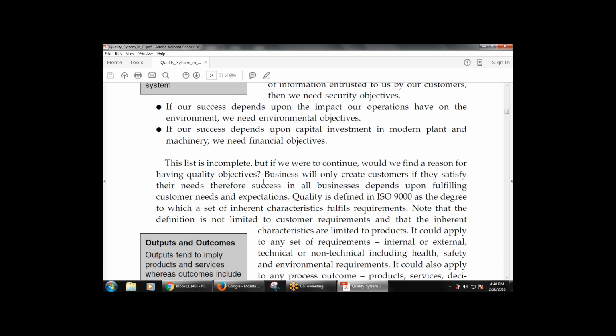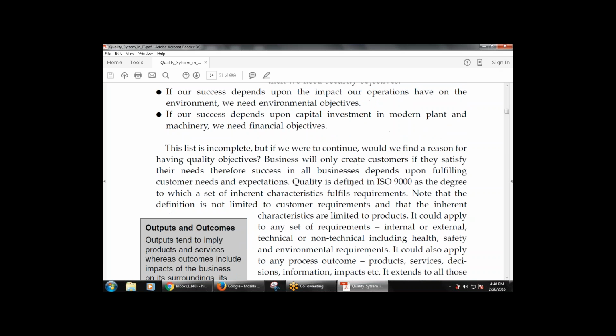Now, this list is incomplete if you were to continue to find a reason for having quality. Quality is defined in ISO as the degree to which a set of inherent characteristics fulfills the requirement. That is the same definition we have discussed. There are multiple inherent characteristics that fulfill the requirement in the ISO 9000 standards.